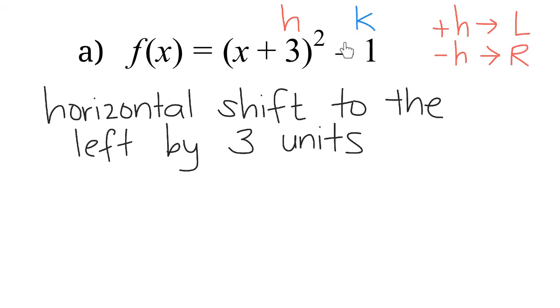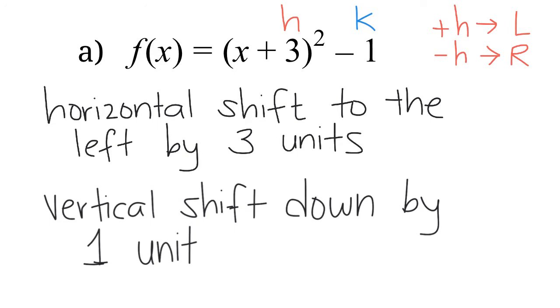Now, since we have a k value of -1, that tells me that my parabola also has to be shifted 1 unit downwards. So if we were to write it out, this is what we would state. We would have a vertical shift down by 1 unit. Again, if you don't want to use the word shift, you might also see the word translated. So you could say vertically translated down or downwards by 1 unit.